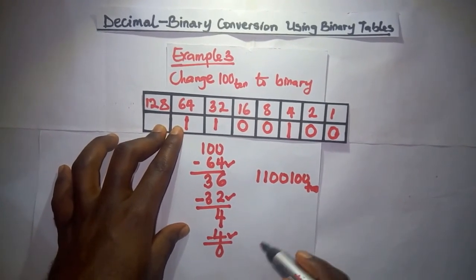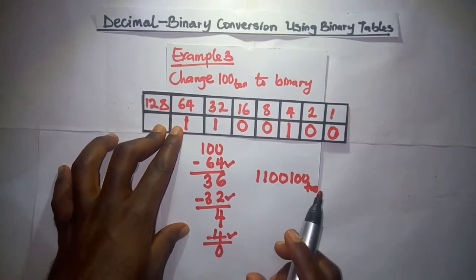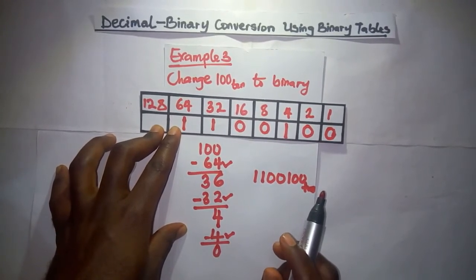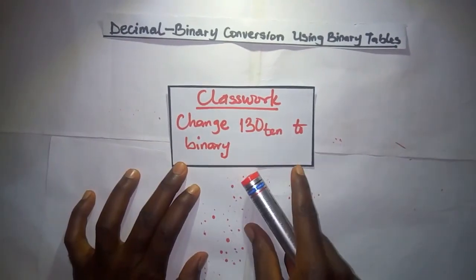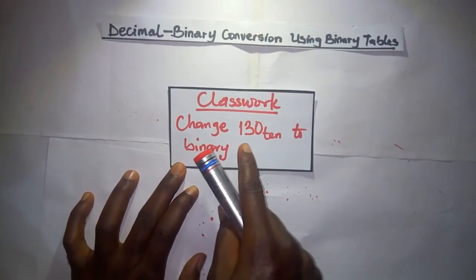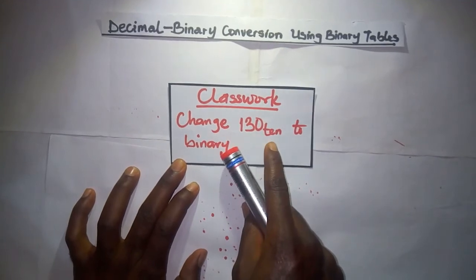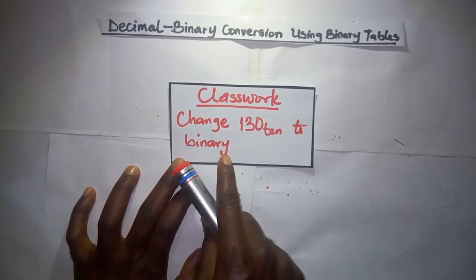So I am going to leave you with an exercise to do on your own, and then tell me what the answer is in the comment section. So our classwork is change 130 in base 10 to binary.